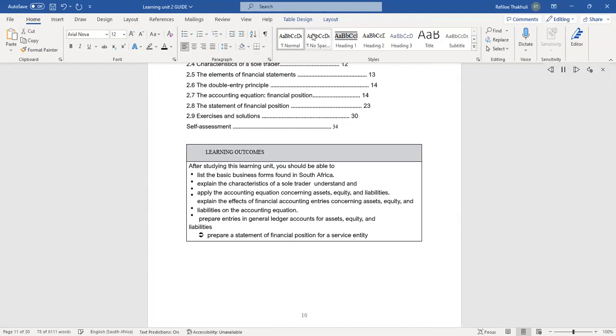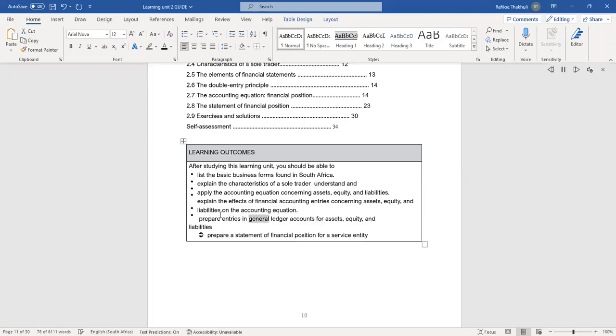Learning outcomes. After studying this learning unit, you should be able to list the basic business forms found in South Africa. Explain the characteristics of a sole trader. Understand and apply the accounting equation concerning assets, equity, and liabilities. Explain the effects of financial accounting entries concerning assets, equity, and liabilities on the accounting equation.